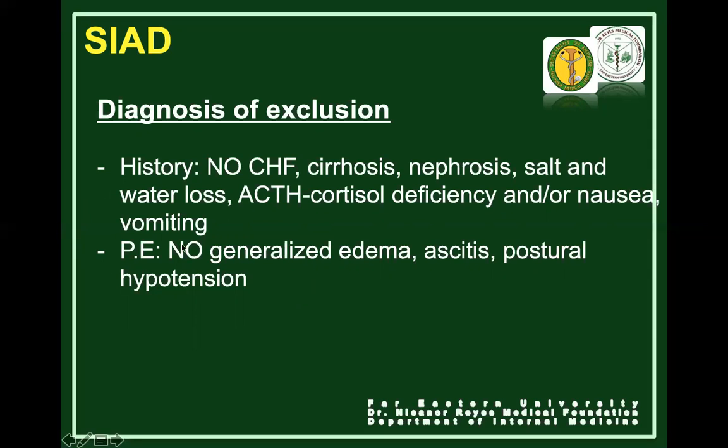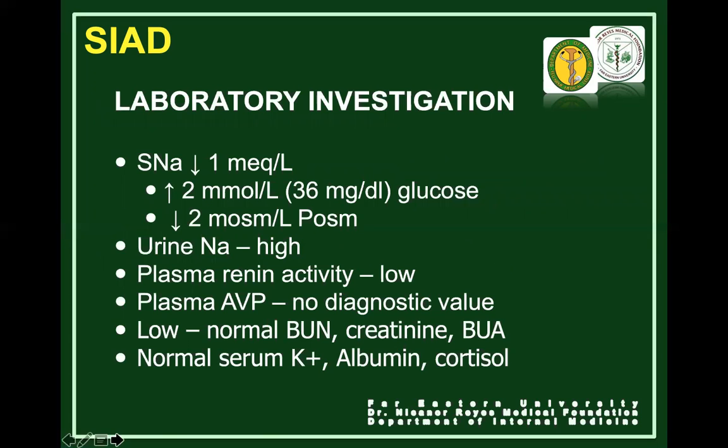Now, on your physical examination, there should be no generalized edema. Okay, so this will be both your CHF, cirrhosis, and your nephrosis. There should be no ascites and there should be no postural hypotension. So there should be no dehydration. So SIAD is actually a hyponatremia that is euvolemic, normal volume. Okay, how do you investigate? Since it's a diagnosis of exclusion, you have to exclude all the things I've mentioned to you.